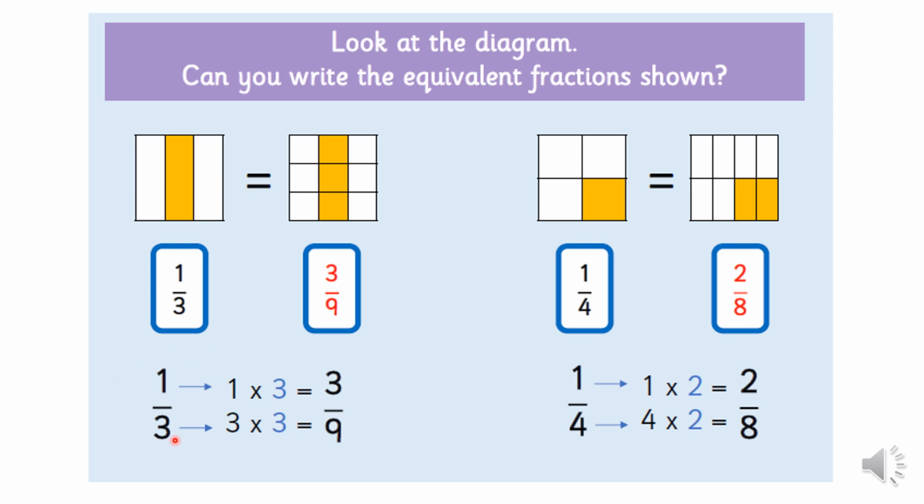To reiterate, there was a third. It has been timesed by 3 to now be out of 9ths. 1 times 3 is 3 on the top, 3 times 3 is 9. And over on this side, this fraction has been doubled. 1 times 2 is 2, and 4 times 2 is 8. The 2/8 is equivalent to 1/4. And over here, 3/9 is equivalent to 1/3.